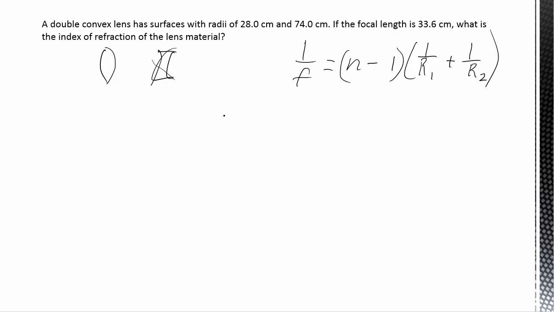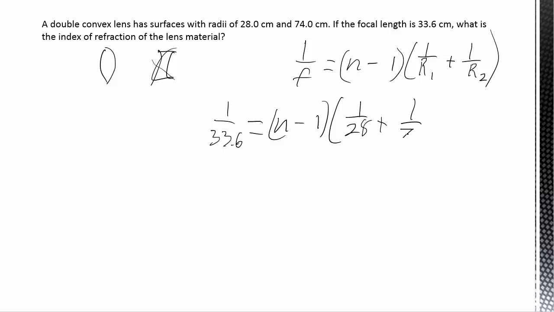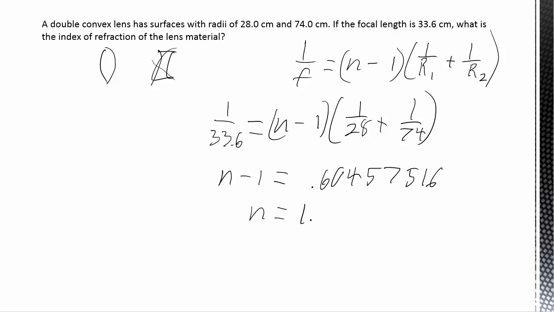Alright, so let's get to it. We've got our focal length, so 1 over 33.6 equals n minus 1, n is what we're going to solve for, times 1 over 28 plus 1 over 74. So you do a bit of algebra, you can go ahead and divide this, and throw that in your calculator, divide it across. Anyway, you'll end up with n minus 1 equals 0.604575516, blah, blah, blah. Move the 1 to the other side, and you get n equals 1 point all that stuff, or if we round it to 3 sig figs, 1.60.